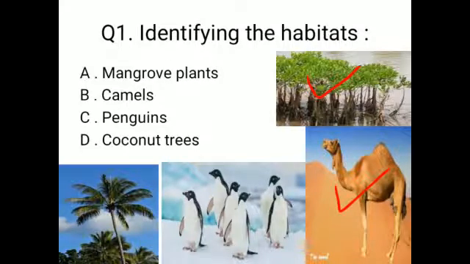Penguins. Penguins live in Antarctic where throughout the year ice is present, and penguins are well adapted to survive in very low temperatures, freezing temperatures, so that they can live there. And the coconut trees are grown on beaches in tropical countries.